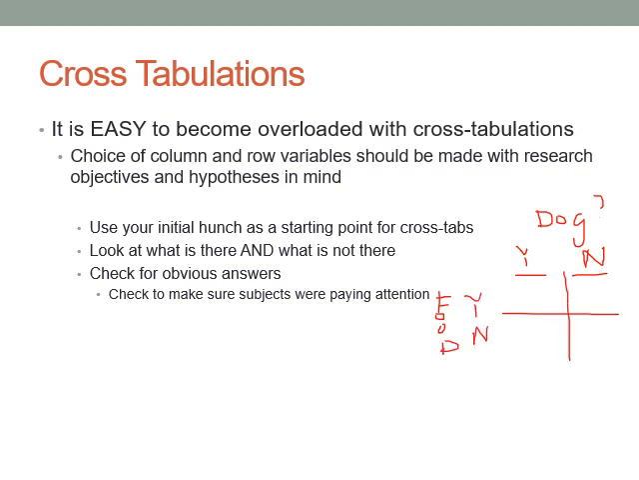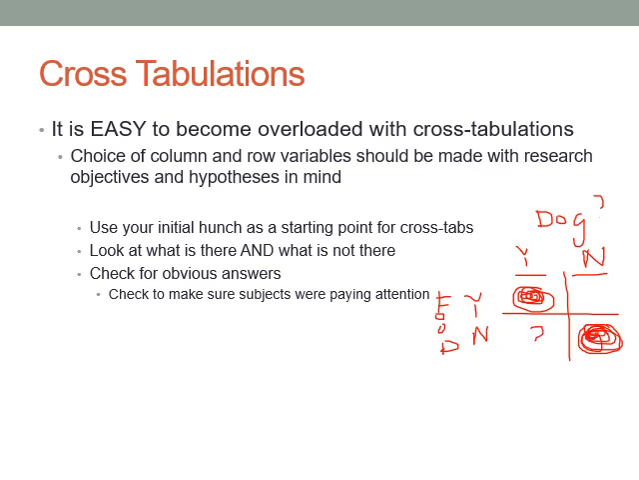So in this crosstab, does having a dog predict whether or not you buy dog food? All of the action should be in these two cells. If you have a dog, you should be buying dog food, so you should see a lot of people here. And if you do not have a dog, you should not be buying dog food, so you should see a lot of action right here too.